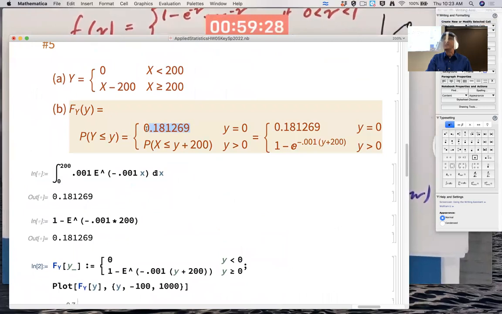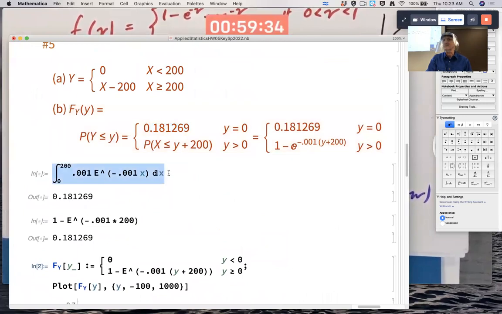It's the same as the probability that X is less than 200. So you have to integrate the exponential distribution to find that. X is exponential with a mean of 1,000. So its PDF is 0.001 times e to the negative 0.001x. Integrating that from 0 to 200 gives you the probability that X is less than 200, which means the insurance payment is 0. The deductible is the only thing the person pays, and insurance pays nothing.